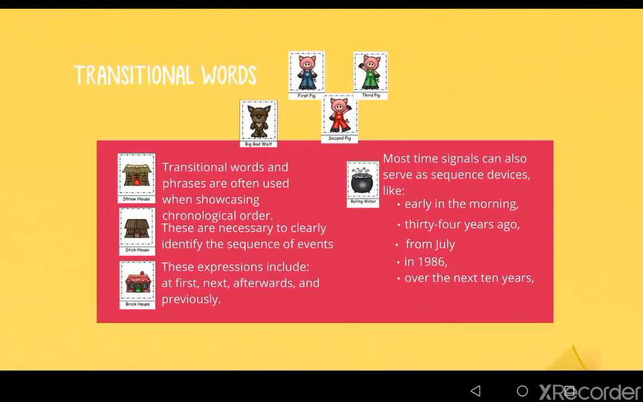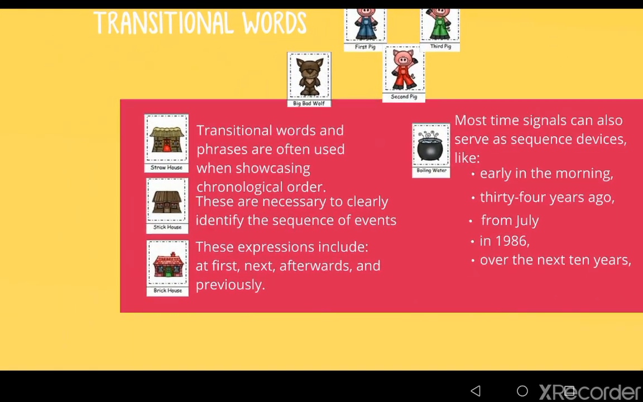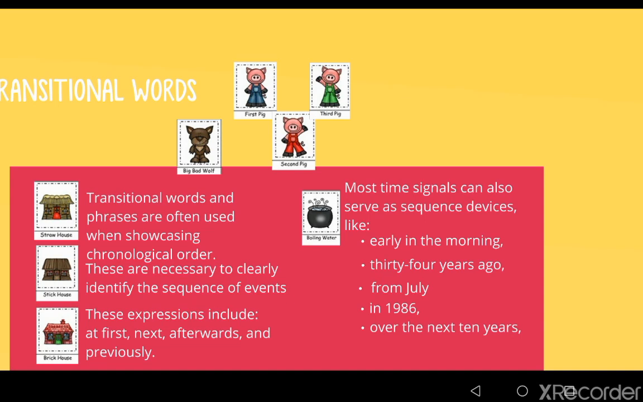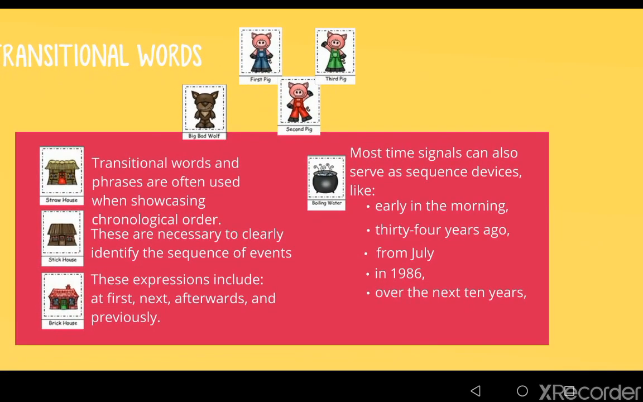Now, we also have what we call transitional words. These are phrases that we often use to show chronological order in a story, and they are extremely necessary to clarify and identify the sequence of events. The expressions that we use are at first, next, afterwards, and previously. And most of the time, signals can also serve as sequence devices, like early in the morning, 34 years ago, from July in 1986, over the next 10 years. Those are words that help us identify the sequence or the chronological events in a story.